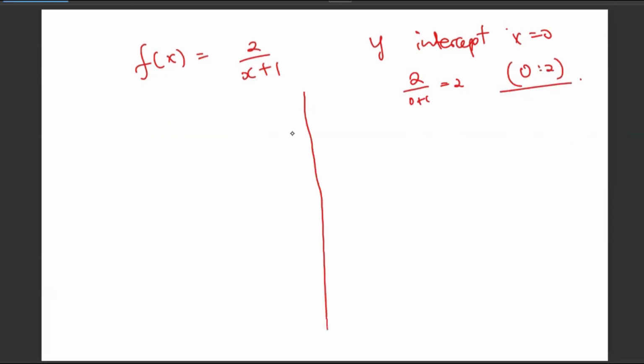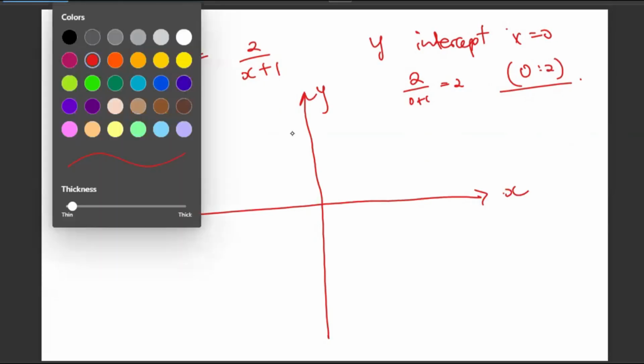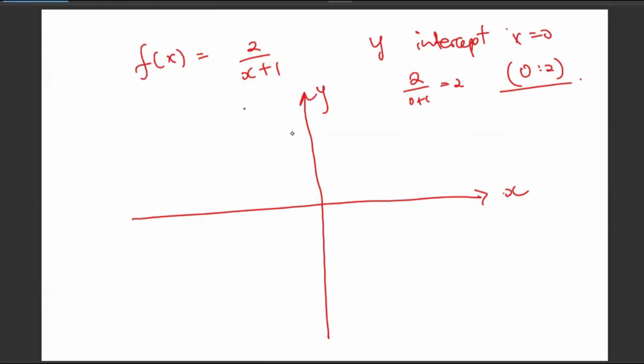So if that is our y-axis, please forgive my line. It's not that straight, but it's fine. If we say the asymptote x must be -1 somewhere here, and then we say y is 0. This is an asymptote on its own, so the graph is not going to cut this line.